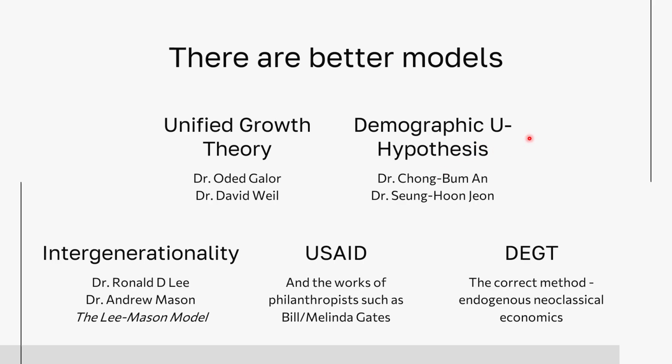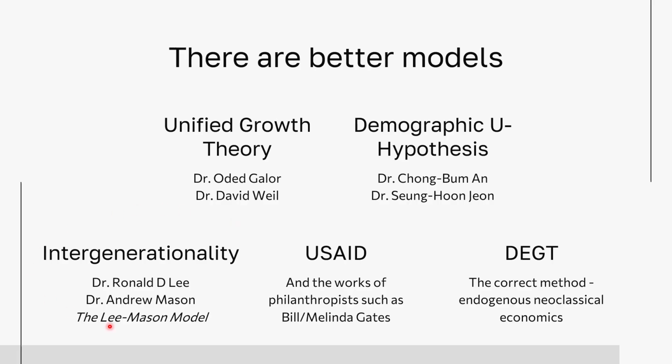Secondly, one might want to look at the demographic U hypothesis coming from South Korean scholars Dr. Chong-Boom An and Dr. Sun-Hoon Jun. I hope I pronounced those correctly. What makes this model interesting is that it factors in healthcare metrics, specifically life expectancy. That's always good to see, economists rightfully using healthcare vitality statistics to directly map them to macroeconomic growth and productivity. So check that out, very interesting model.